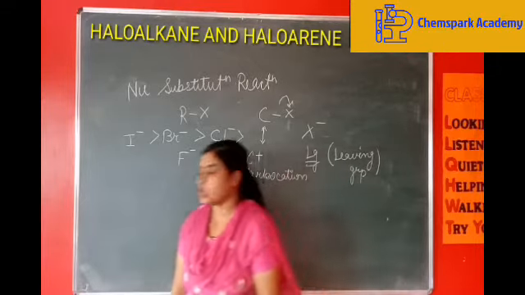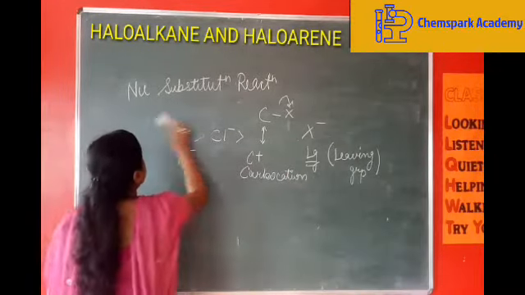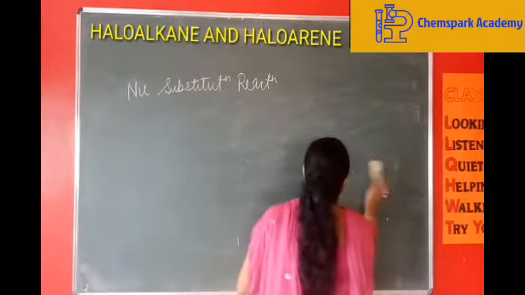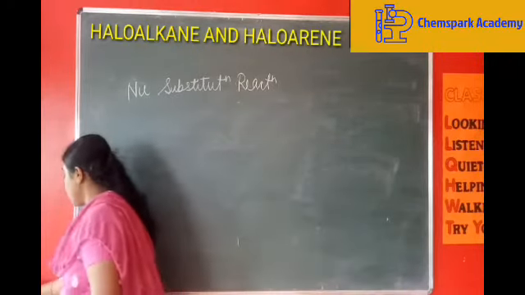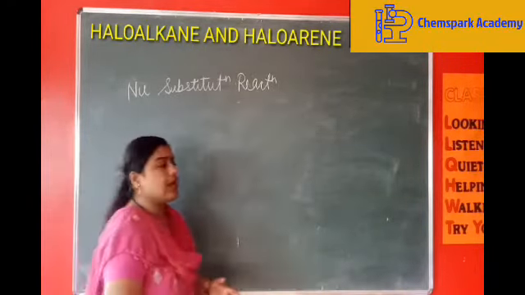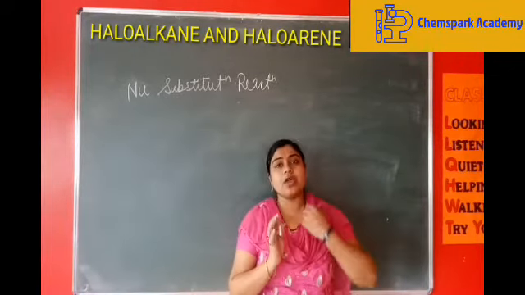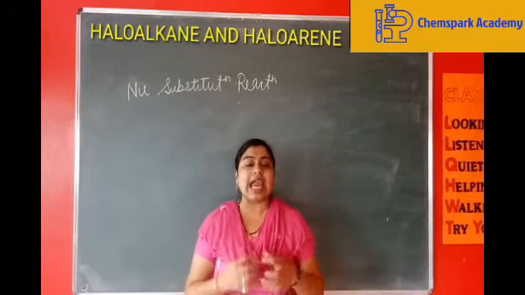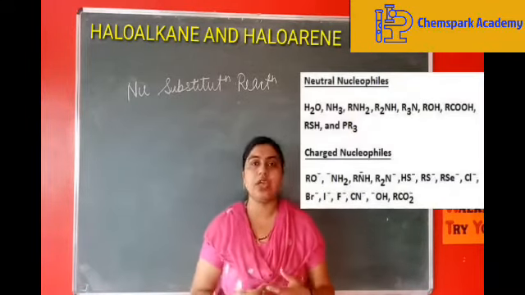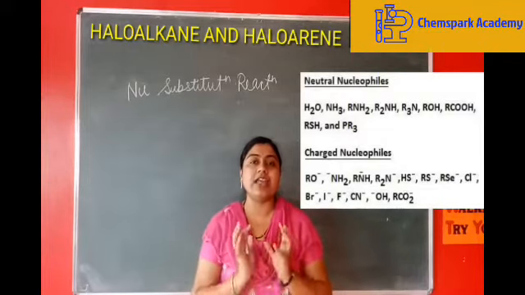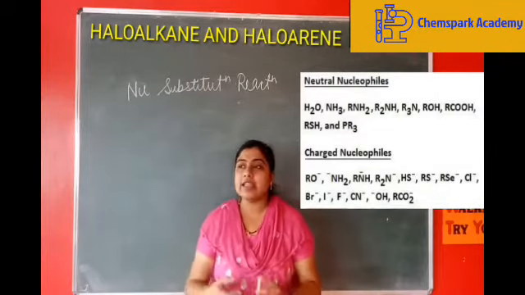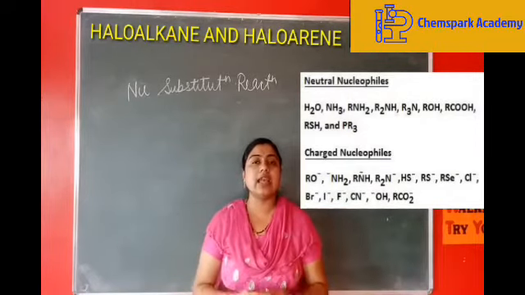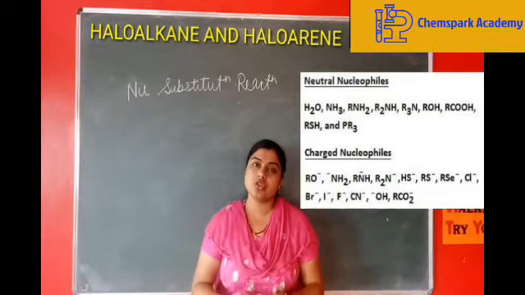The next type of reactions which we will be studying would be the elimination reactions, and after that we will be dealing with the reaction with metals. So to start off with the nucleophilic substitution reaction, we must see what nucleophiles are. Nucleophiles are the electron-rich species. They have electrons in a surplus amount, and they usually look for centers which are electron deficient so that they can give their electrons to them.